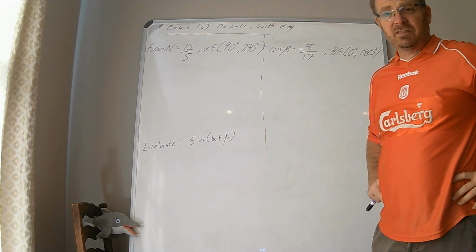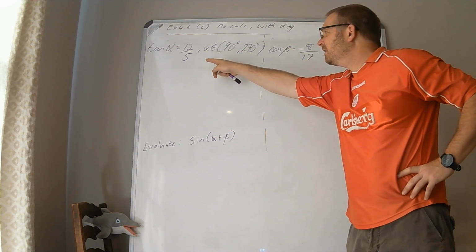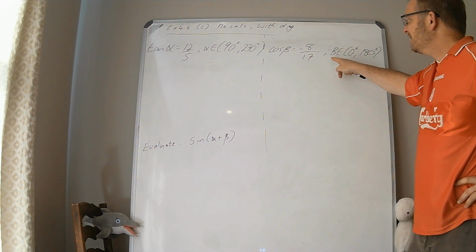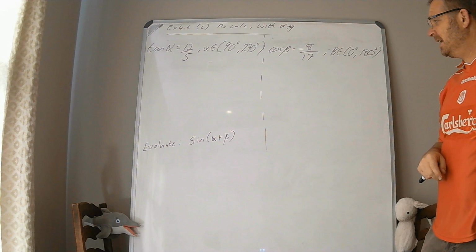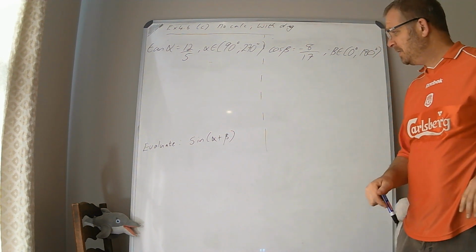And now we're given two bits of information. You're told that for the two angles you're working with, tan alpha is 12 over 5 and alpha lies between 90 and 270, and cos beta is negative 8 over 17 and beta lies between 0 and 180. And the question says go evaluate sine of angle alpha plus beta.